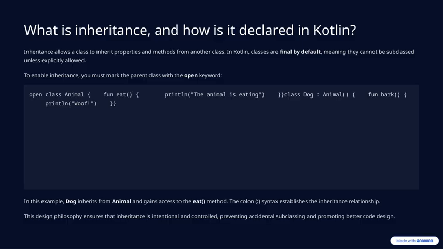The title of our talk is Understanding Inheritance in Kotlin, and we'll explore how inheritance works, how to declare it, and why it's important for writing better code. Over the next few slides, we'll cover the basics of inheritance, how to enable it in Kotlin, and see some practical examples. So let's get started and dive into what inheritance really is, and how it can help us write more flexible and maintainable programs.